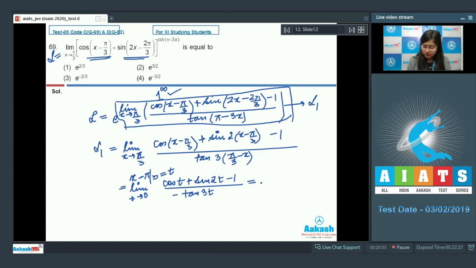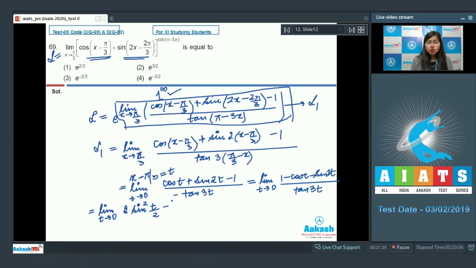Now this can be written as limit t tending to 0 1 minus cos t minus sine 2t upon tan 3t, right? Now here we can see that 1 minus cos t can be written as 2 into sine square t by 2, right? So this can be written equal to limit t tending to 0 2 into sine square t by 2 minus sine 2t, which can be written as 2 into sine t into cos t, and sine t can be again written as 2 times sine of t by 2 into cos of t by 2, upon tan 3t, right?